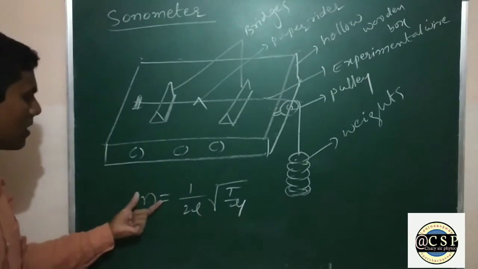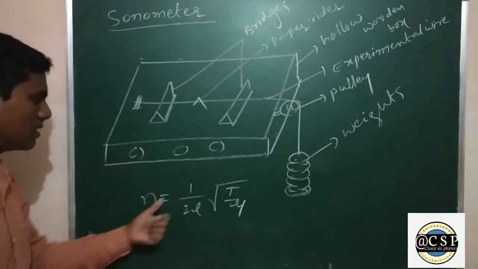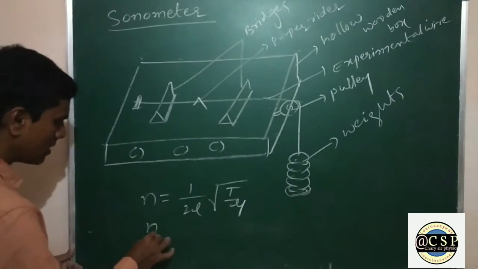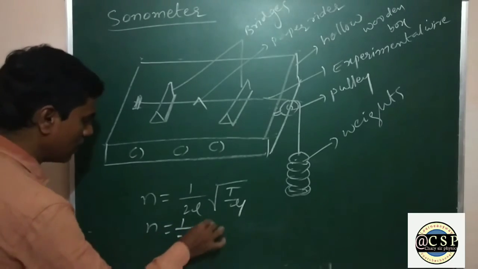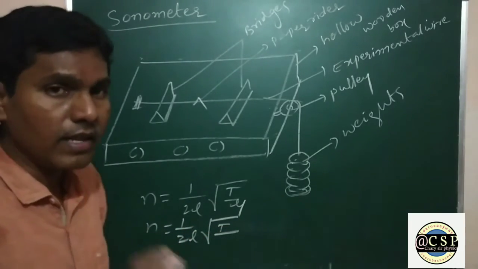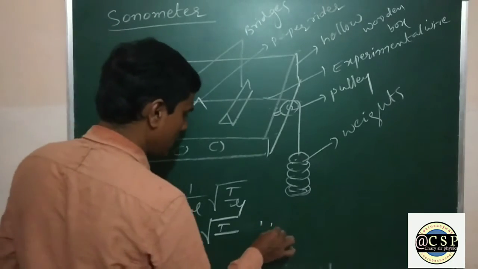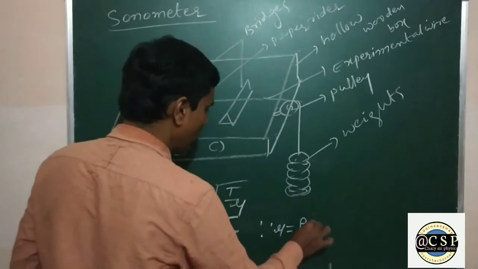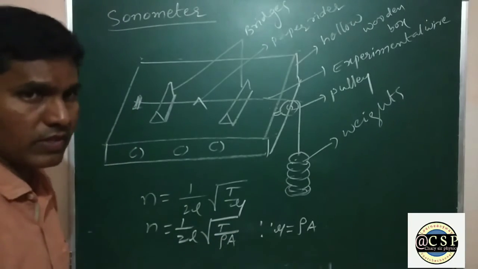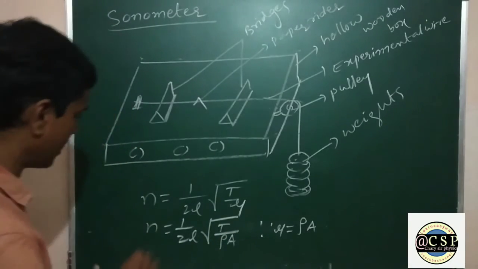Now the fundamental frequency of that string, n equals 1 by 2L under root of T by mu. Here mu is nothing but the linear density. Since mu equals rho A, I can write it as rho A, where rho is the density of the string and A is the area of the string.